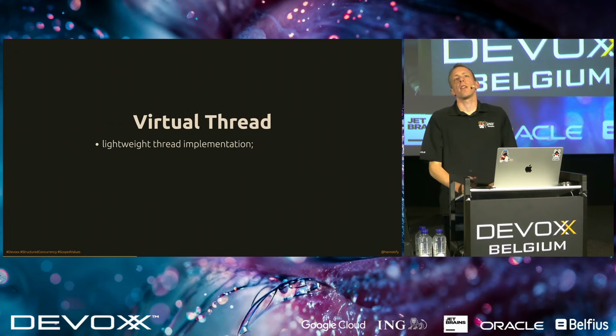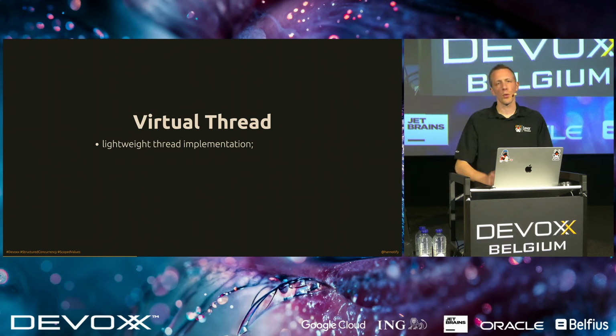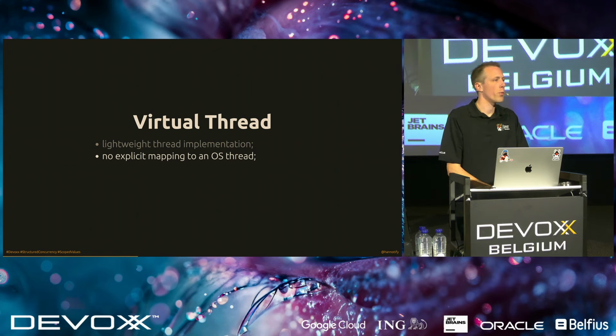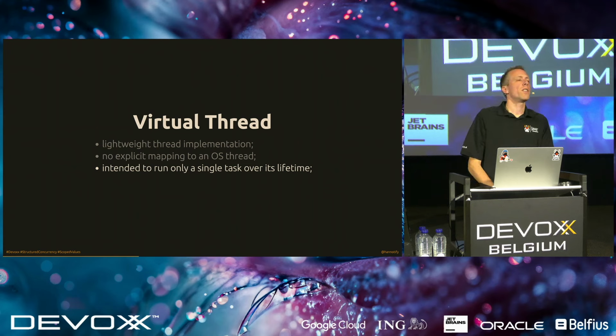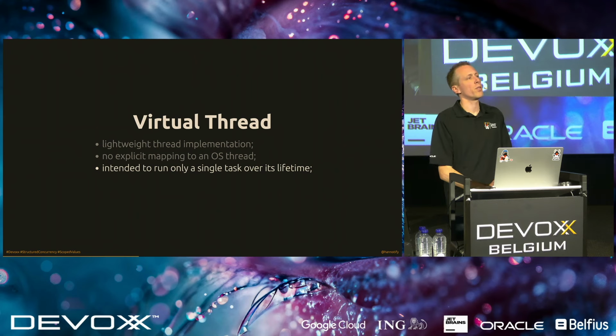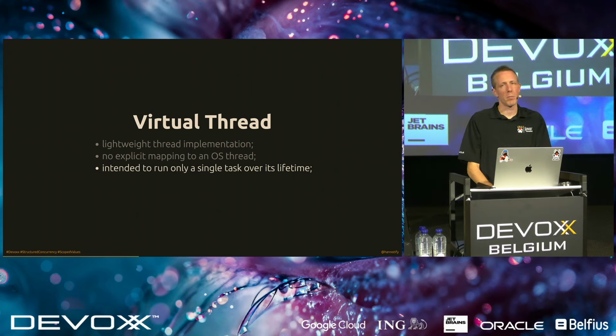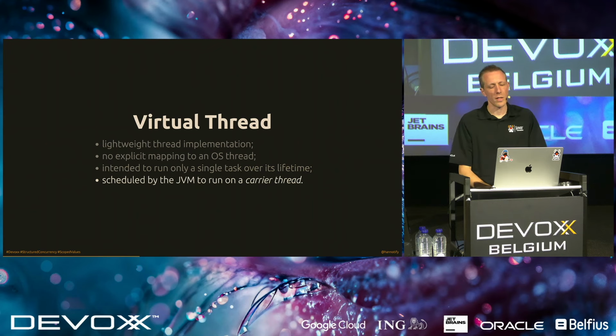I already mentioned that the classic thread in Java is expensive to start up, to create, and expensive to tear down. And so the virtual thread tries to be different in that respect and wants to be a lightweight thread implementation. And it achieves that by not having an explicit mapping to an operating system thread. This is completely opposite of classic threads, because a thread in Java will also be a thread in the operating system. And it's intended to run only a single task over its lifetime. That doesn't mean that it cannot do multiple tasks, but because they can be created quickly and disposed of quickly, it doesn't really make sense to keep them in memory longer than for the single task that it's supposed to execute.